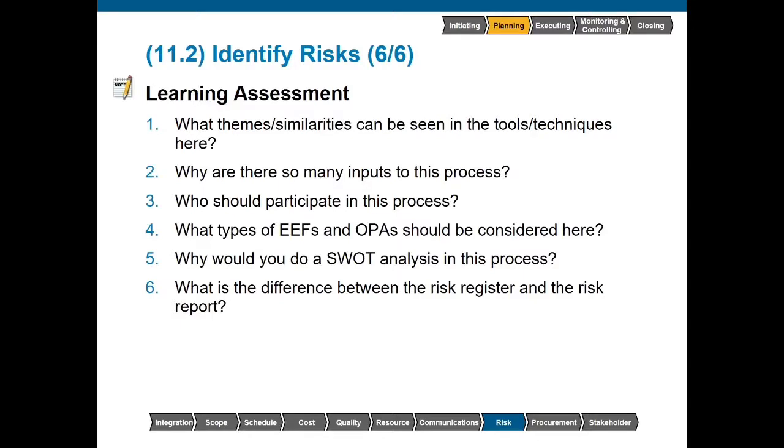Why would you do a SWOT analysis in this process? A SWOT analysis is going to allow us to look at our organizational strengths and weaknesses in the current time to establish what types of opportunities and threats we may see in the future. What is the difference between the risk register and the risk report? The risk register is going to have details of identified individual risk, while the risk report presents information on the sources of the overall project risk.